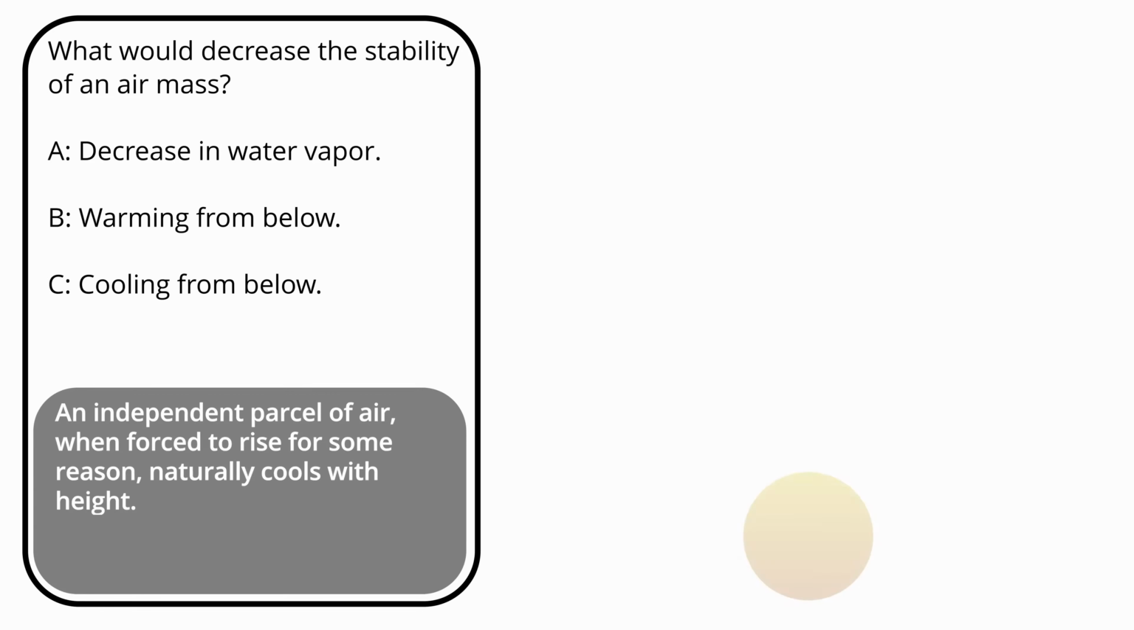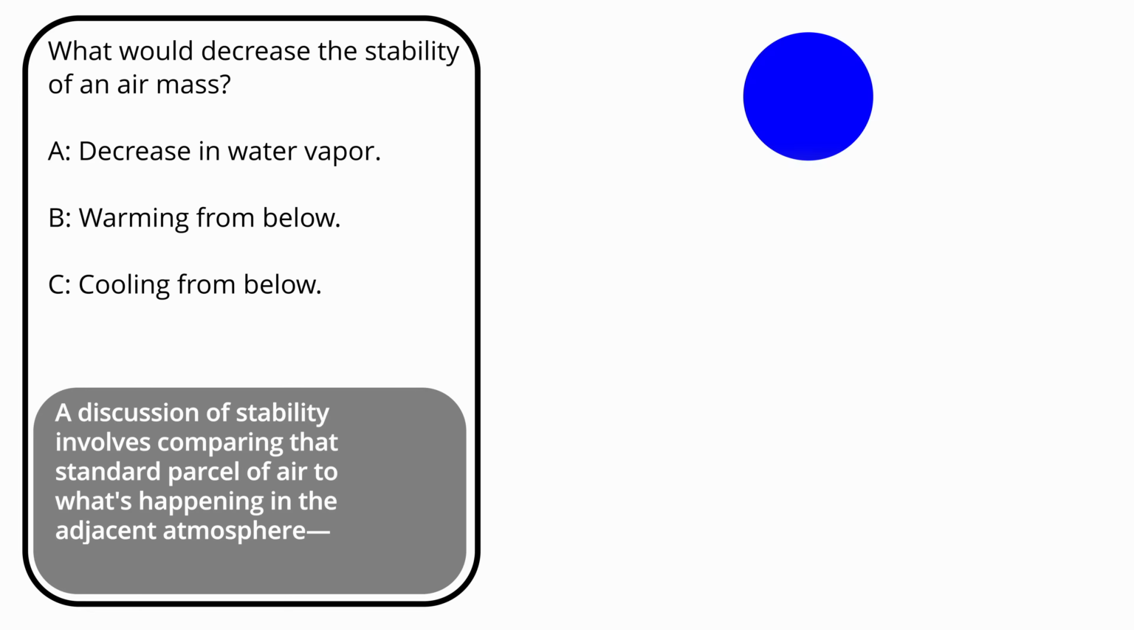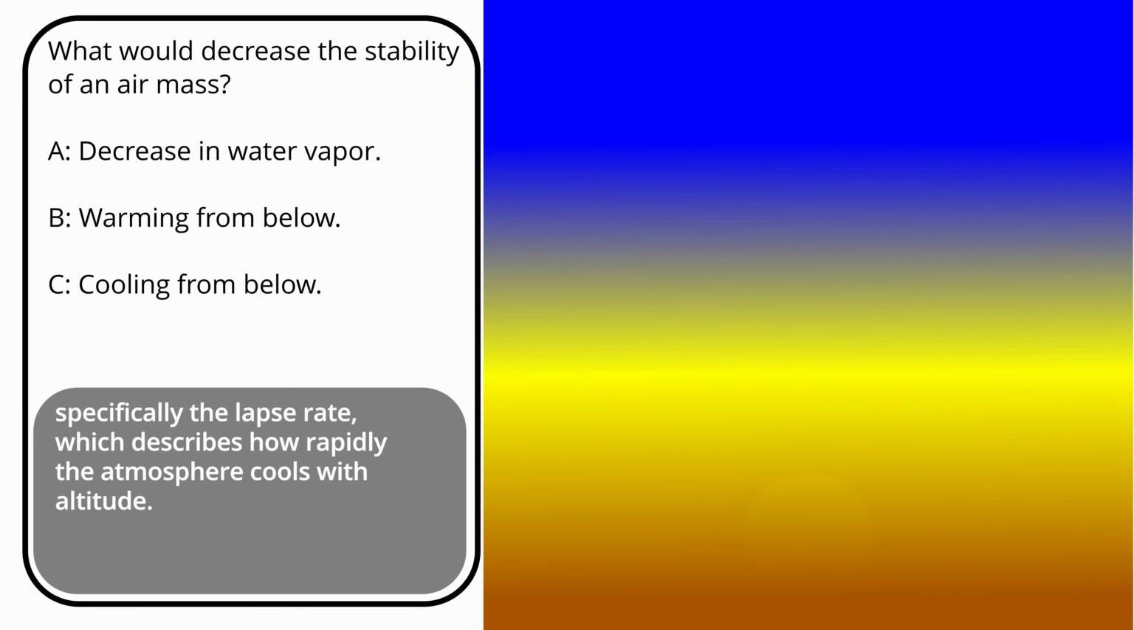An independent parcel of air, when forced to rise for some reason, naturally cools with height. A discussion of stability involves comparing that standard parcel of air to what's happening in the adjacent atmosphere, specifically the lapse rate, which describes how rapidly the atmosphere cools with altitude.